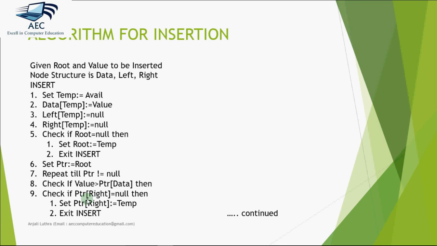Now let's say the second value comes, that was 56. Okay, it comes here. The node is created again, but this time this condition is going to be false because we already have a node at root. So it comes to step 6 where we initialize a pointer ptr with the root, and then we have a loop which will help us find the correct position where we need to insert the node. So we have to repeat till ptr is not equal to null.